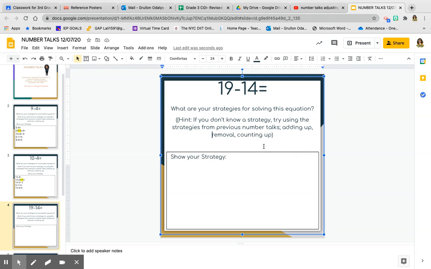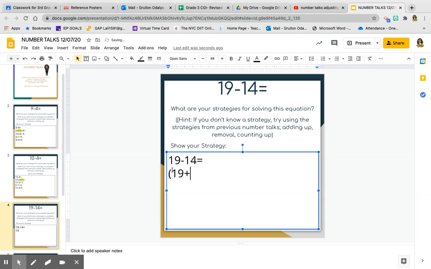All right, so here we have 19 minus 14. I'm going to adjust my number here, my 19. So I have 19, forgot to put this in parentheses, 19 plus 1 minus 14 equals.